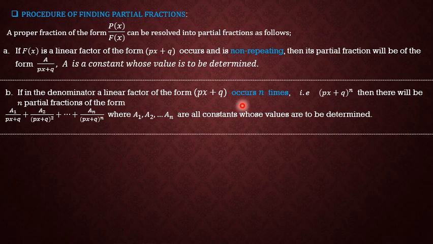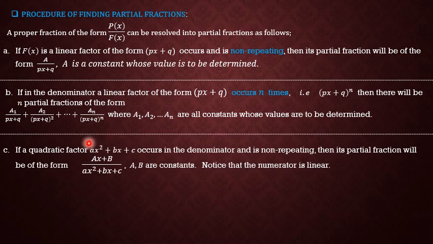So let's look at point C. Point C says if a quadratic factor ax squared plus bx plus c occurs in the denominator and is non-repeating, this point is very important, then its partial fraction will be of the form Ax plus B divided by ax squared plus bx plus c, where A and B are constants. Notice that the numerator is linear.